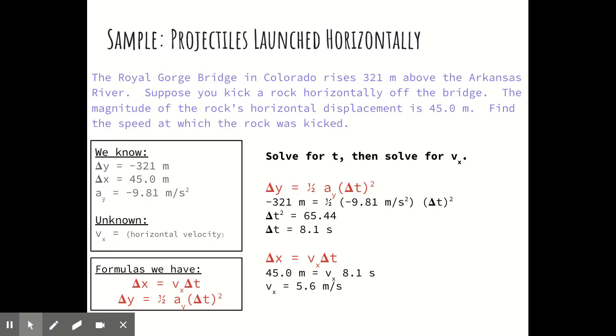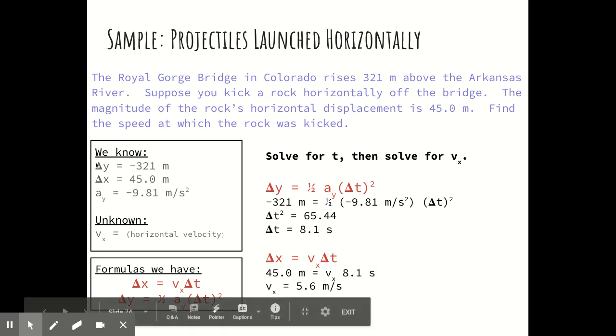So we know that the initial speed will be horizontal because you kicked it. Some other information we have from this: the vertical distance is 321 meters, so that is going to be our delta y. We know that it's falling, so it's going to be negative 321 meters. So delta y, like it says right here, is negative 321.